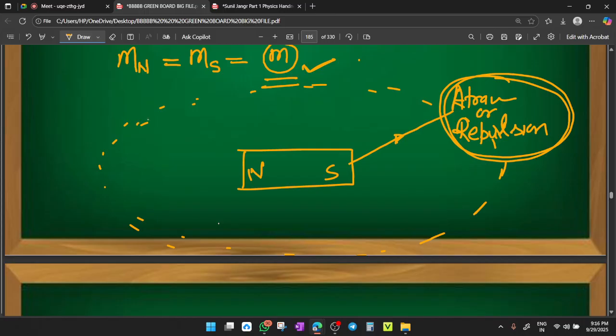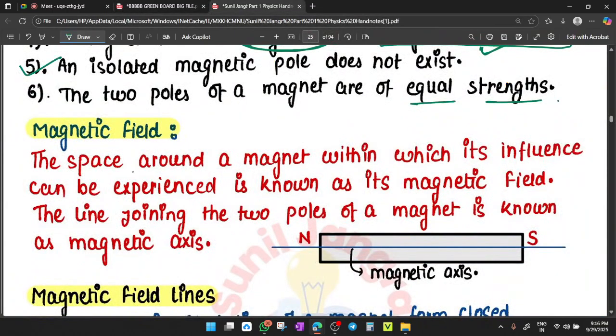It means the region, the space around a magnet up to which the force on a magnetic material can be realized. The space around a magnet within which its influence can be experienced is known as its magnetic field. The line joining the two poles of the magnet is known as the magnetic axis.